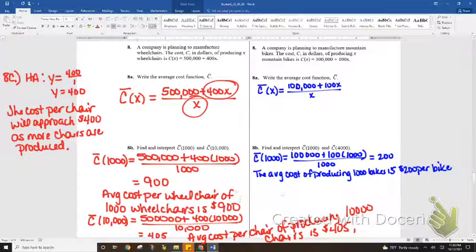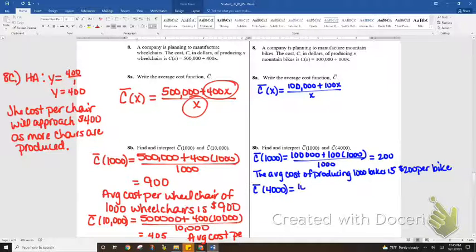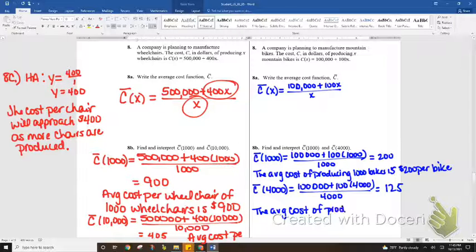Alright, let me erase some of this other stuff here so I have room. Then it said the average cost of 4,000. So let's plug in 4,000. And so if I did that right, I got 125. So the average cost of producing 4,000 bikes is $125 per bike.